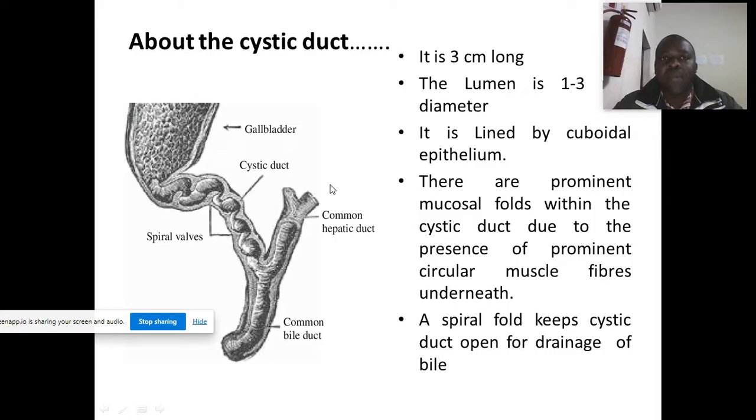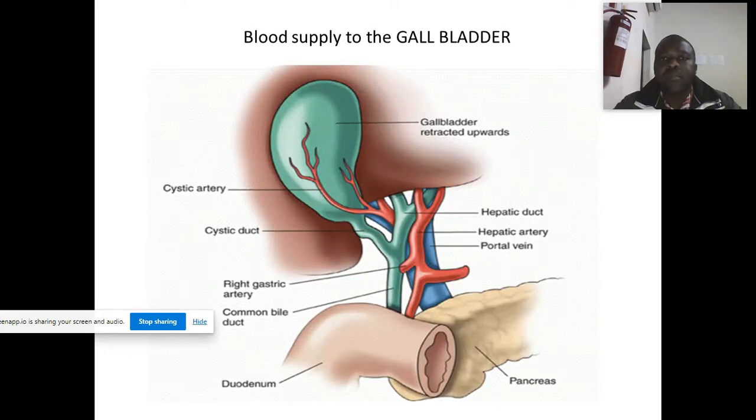What about blood supply to the gallbladder? This is the blood supply. As we see, the color in red is showing the arteries, and the color in blue is showing the veins. We know this is a cystic duct, we know this is a hepatic duct, we know this is a common hepatic duct. So, which artery supplies the gallbladder? It is the cystic artery. You should remember that because there's a cystic duct, so there's a cystic artery that supplies the gallbladder.